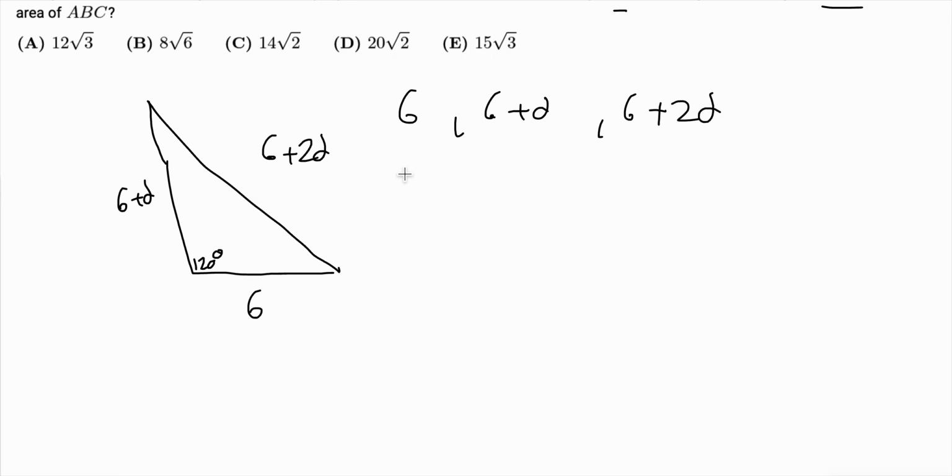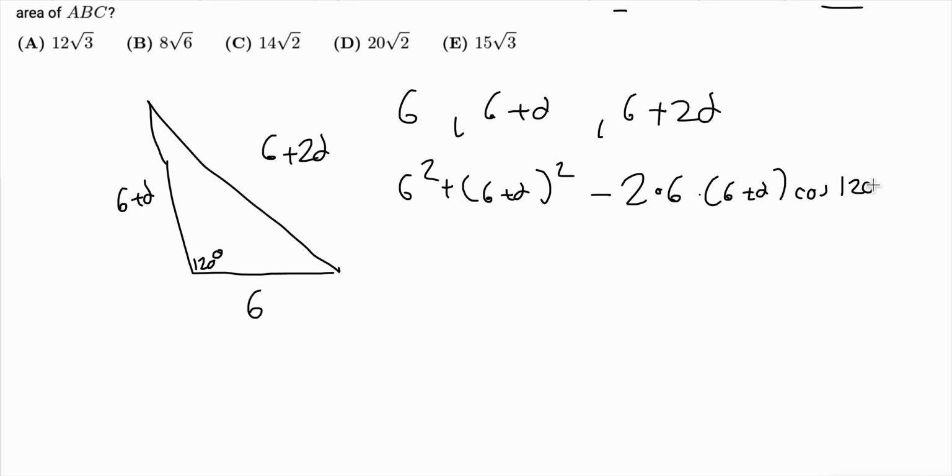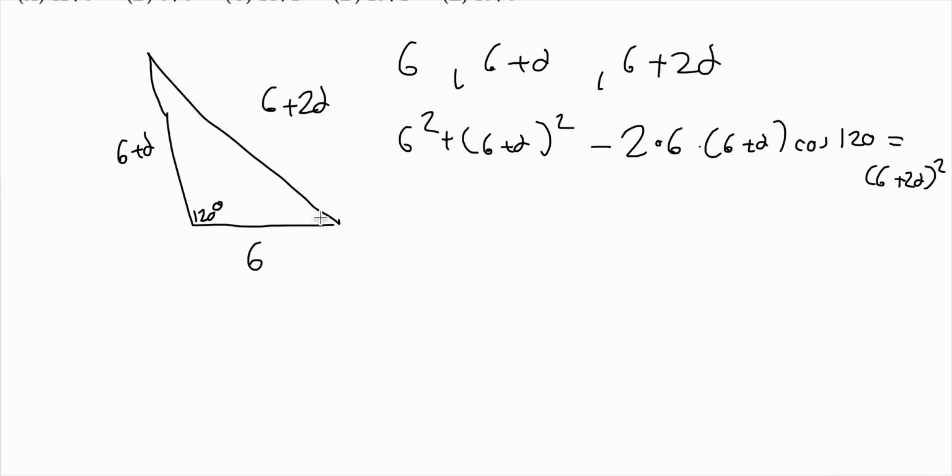So we'll just apply the law of cosines. 6 squared plus (6 plus d) squared, minus 2 times 6 times (6 plus d) times cosine of 120, equals (6 plus 2d) squared. This is one equation in one variable. We can just bash this and solve it. So let's just expand the terms.